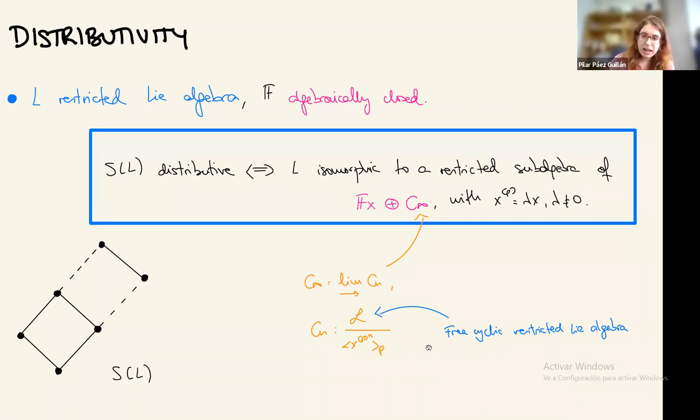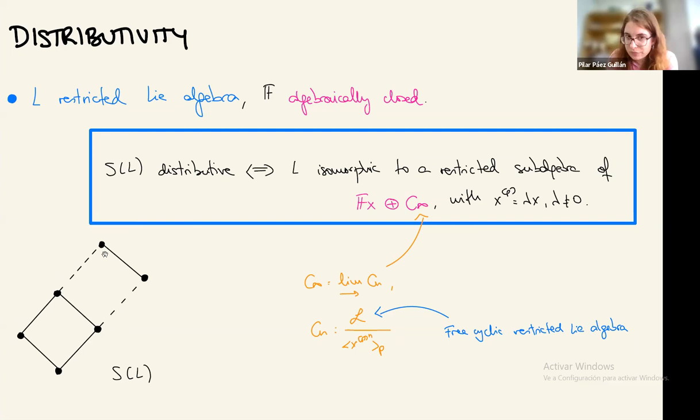And which aspect has the lattice of restricted subalgebras of this algebra here? It will have the form of a ladder. I like to call it a ladder. In this way, it will be easy to detect the subalgebras if the lattice is distributive. The only option that we have is this ladder.